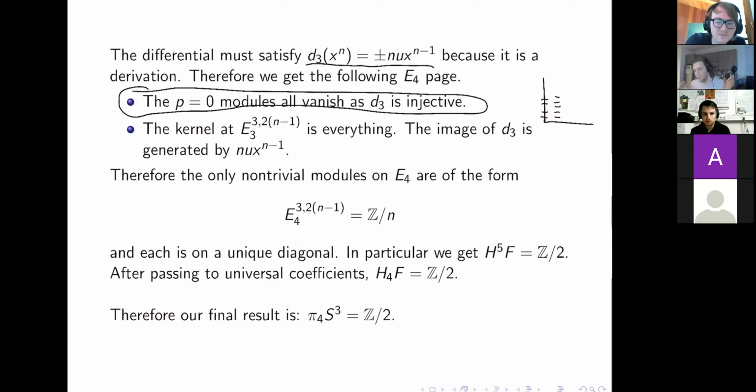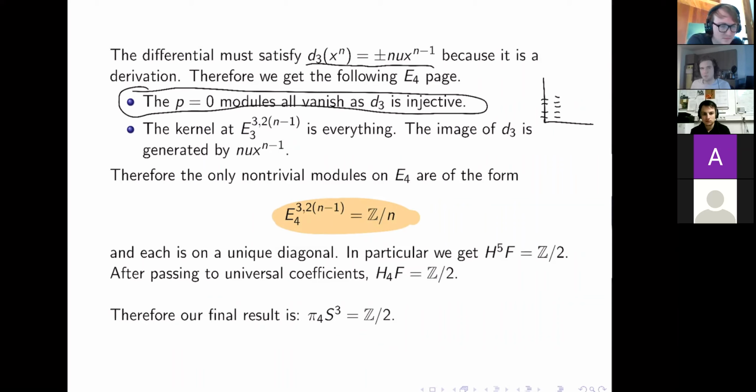Why? Because the dr map is injective, which means that the kernel is 0. So when you take cohomology, everything's going to vanish. Here, the kernel is everything, but the image is generated by this guy. What does that end up meaning? Well, if you work out all the degrees, you end up getting this as your result. So these are the only non-trivial modules to worry about. And they're of the form Z over n.